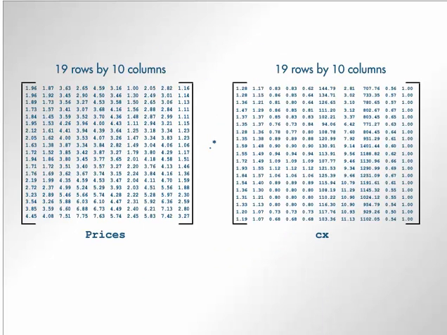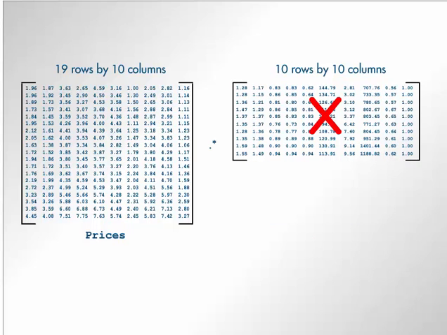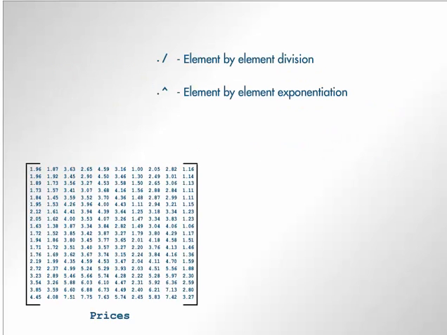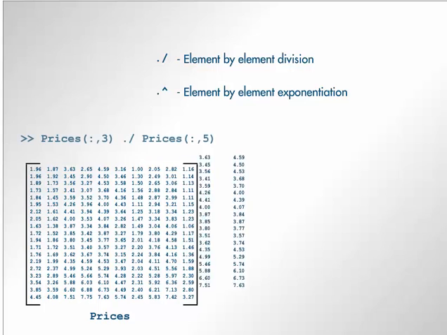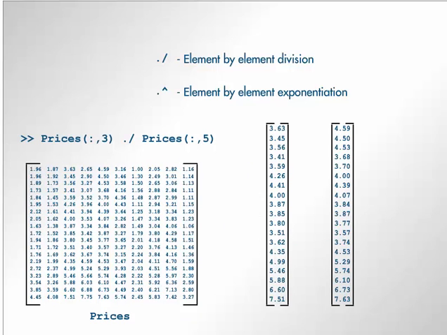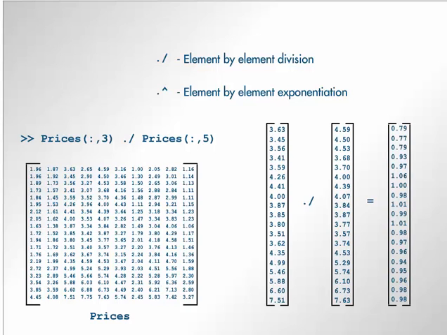Note that to use element-wise multiplication, two matrices must have the same dimension. If the matrices are not the same dimensions, then MATLAB will throw an error. There are other element-wise operators besides dot star, such as element-wise division and element-wise exponentiation. For instance, you could find the ratio of two sets of gas price data by dividing them using element-wise division. This causes each element of one dataset to be divided by the corresponding element of the other dataset.